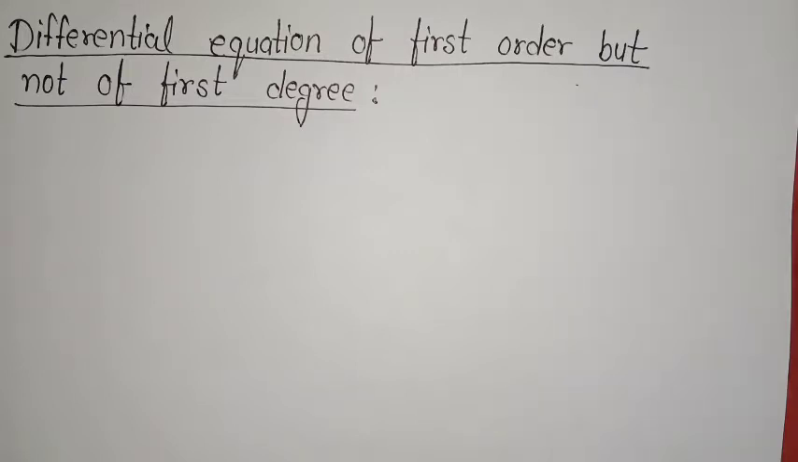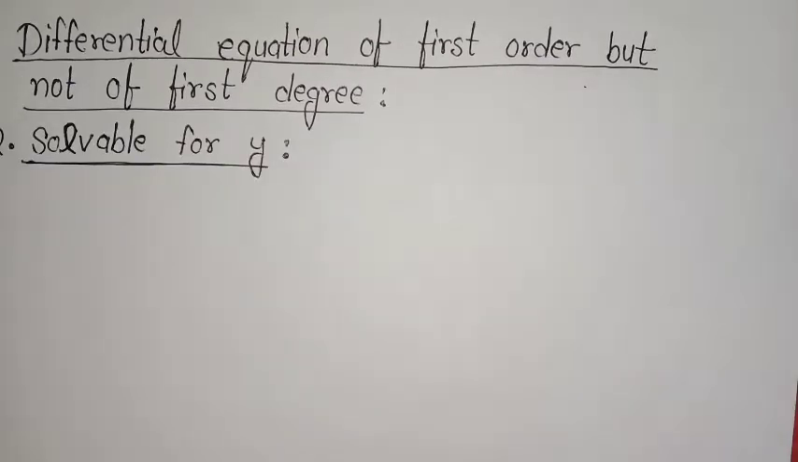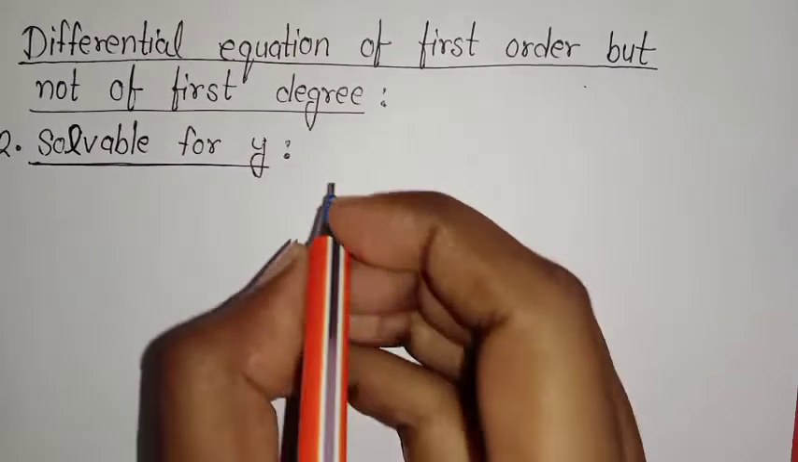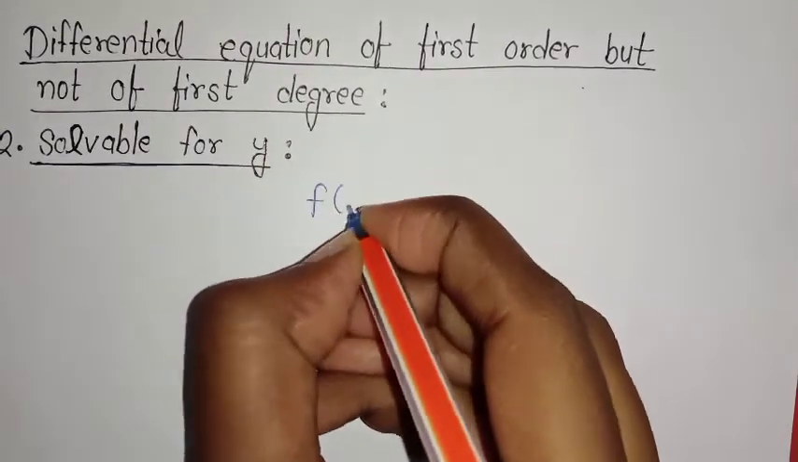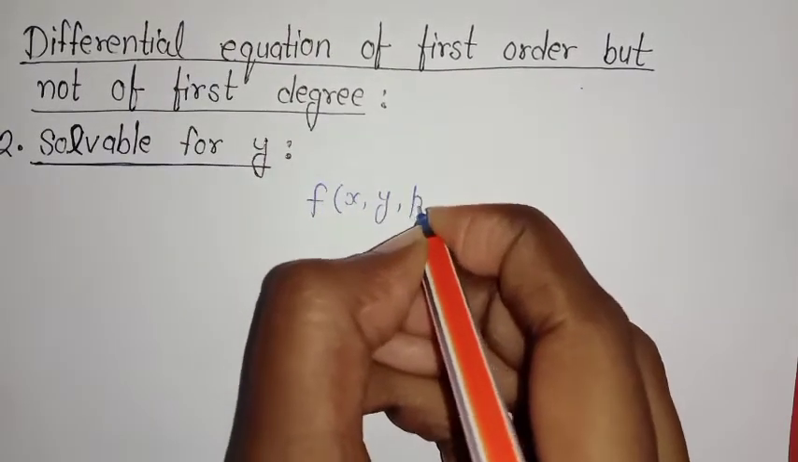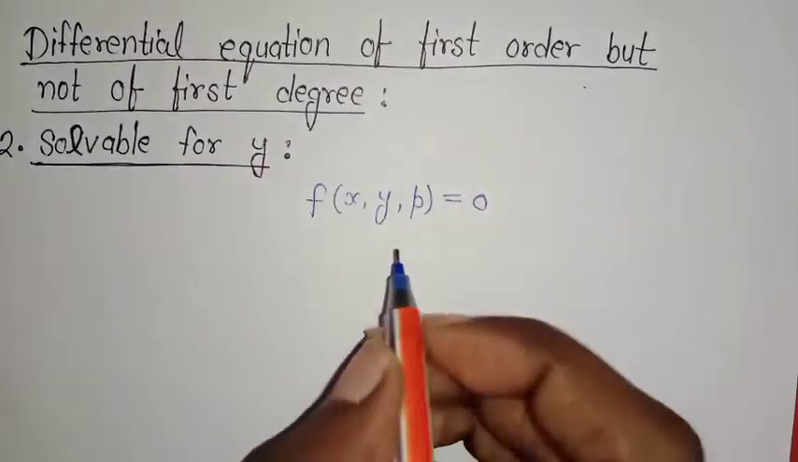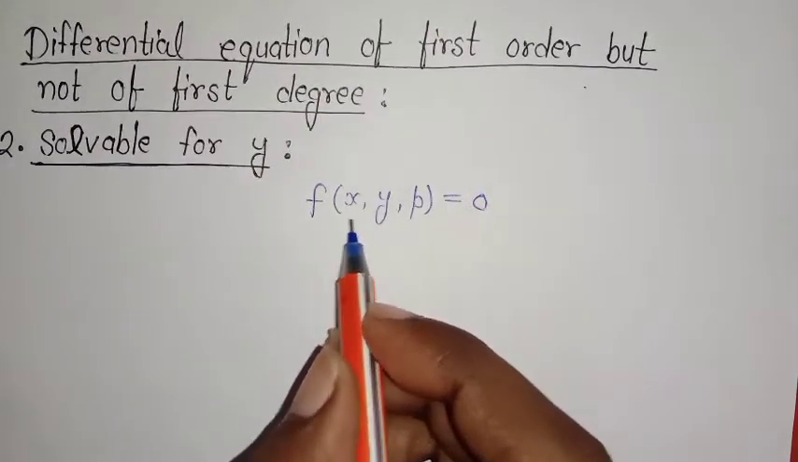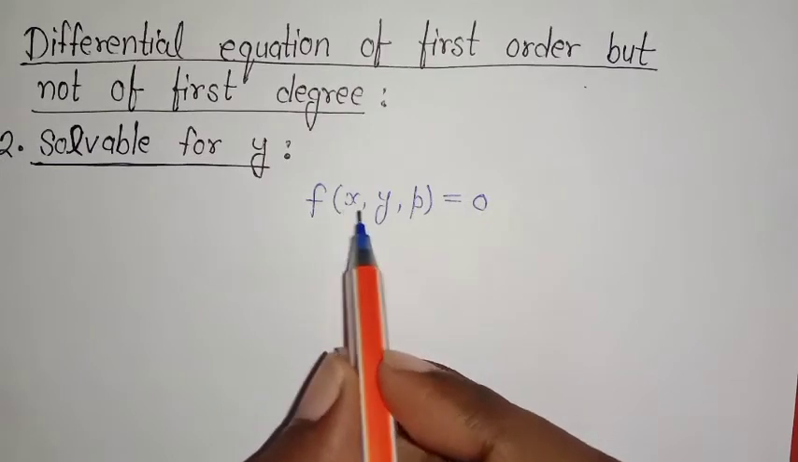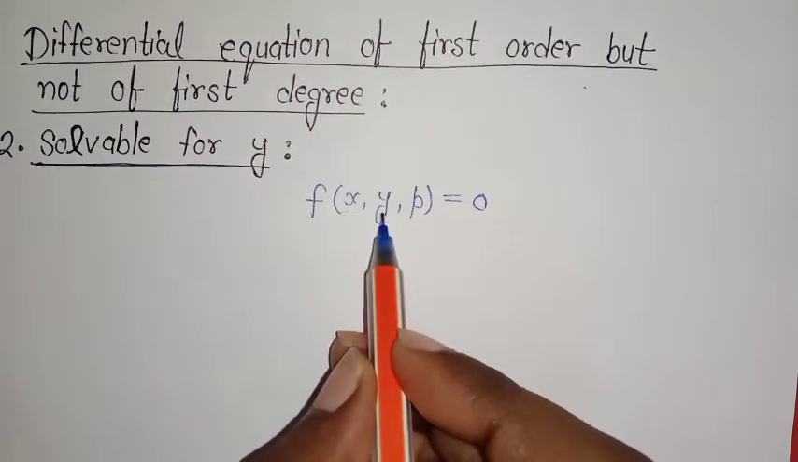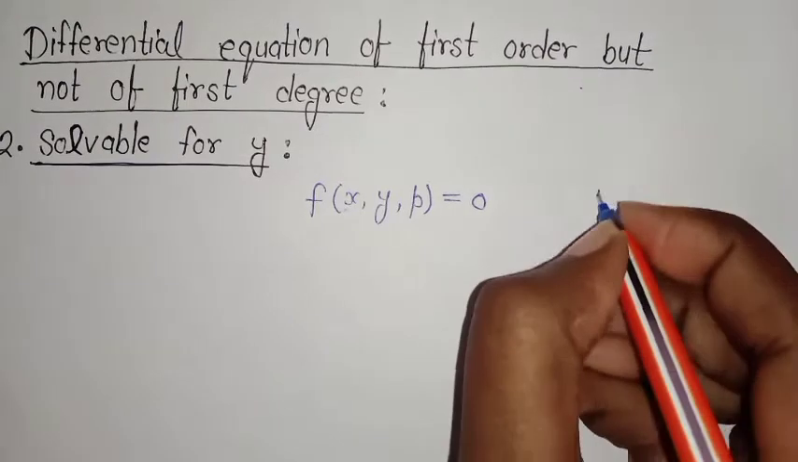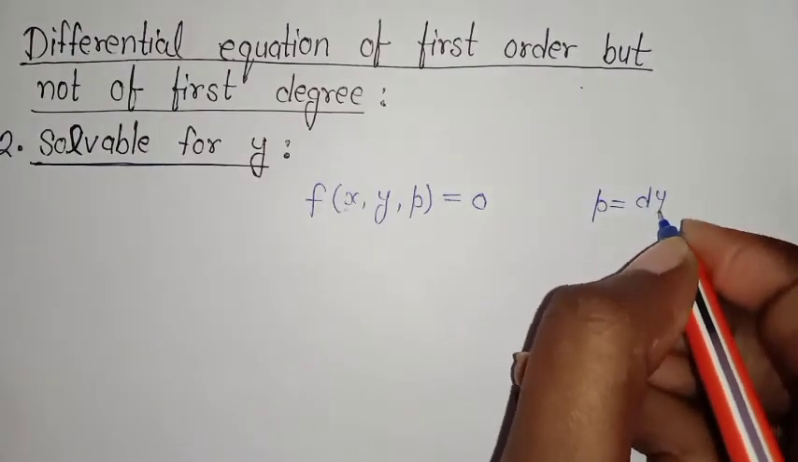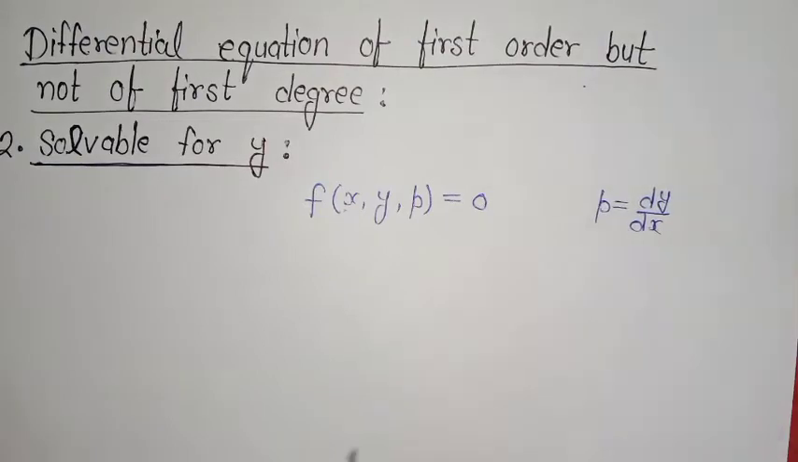Today I will discuss the method solvable for y, which is the second method to solve such differential equations. Firstly, we are given an equation of the form f(x, y, p) = 0. That is, we have a function of three variables: first x, second y, and third p, where p is equal to dy by dx. I told you about it in my previous video, so you can watch it there.